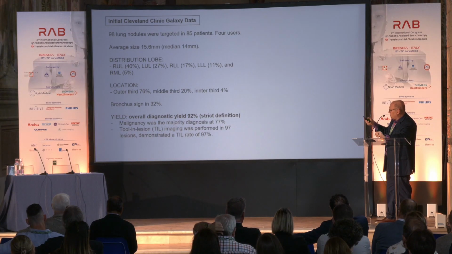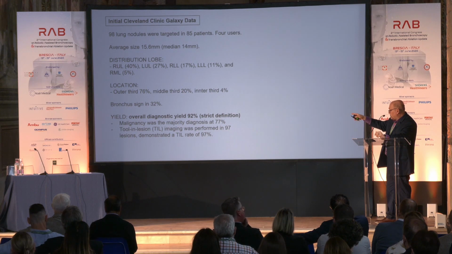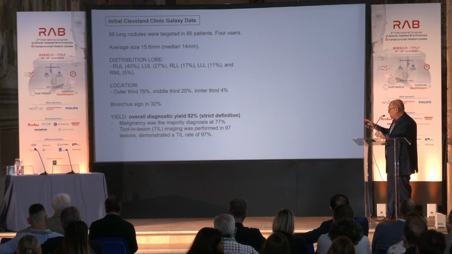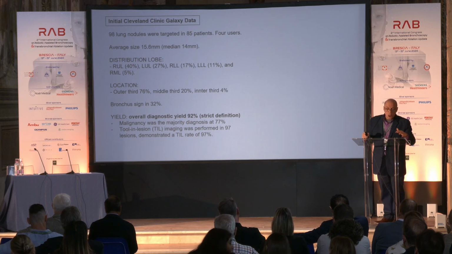Our average lesion size was 15.6. Our median was 14 millimeters. And to skip to the end, you could see our distributions and locations, 32% bronchus sign. Our overall diagnostic yield was 92% using strict definitions.